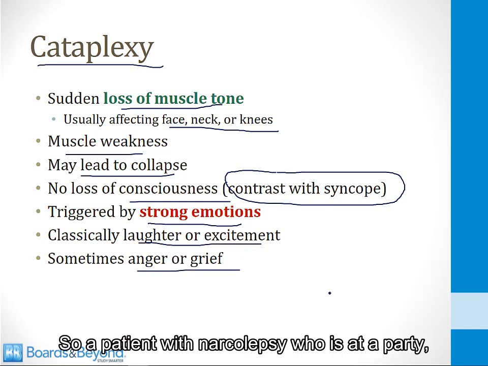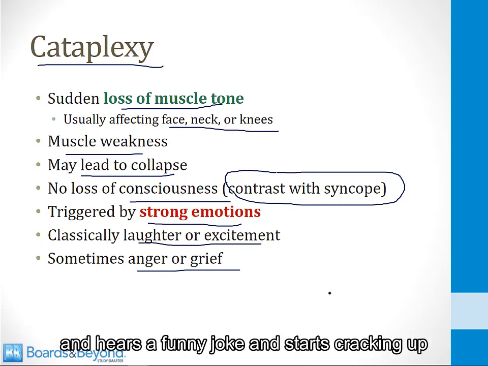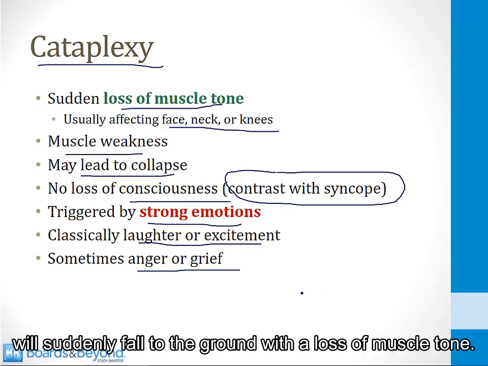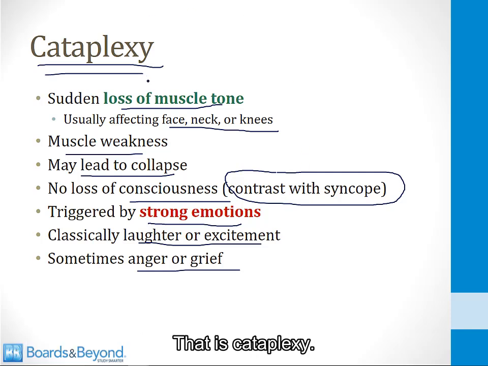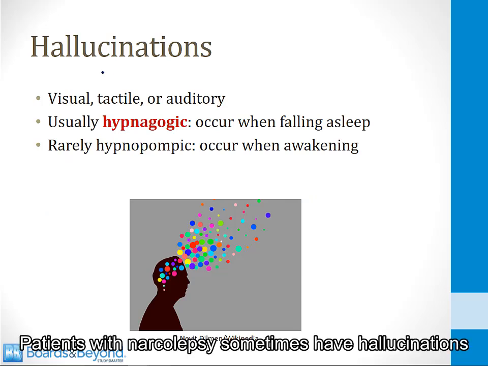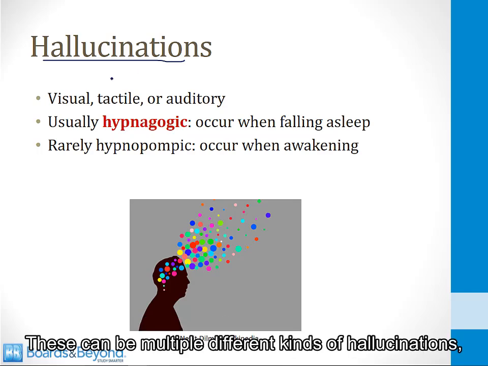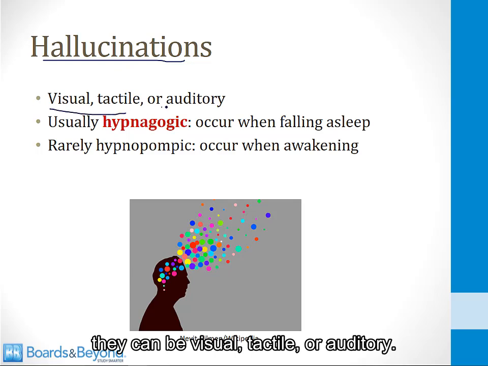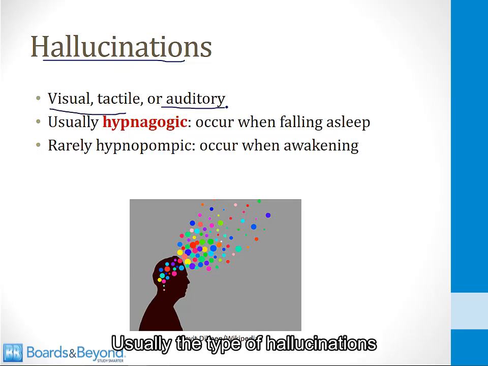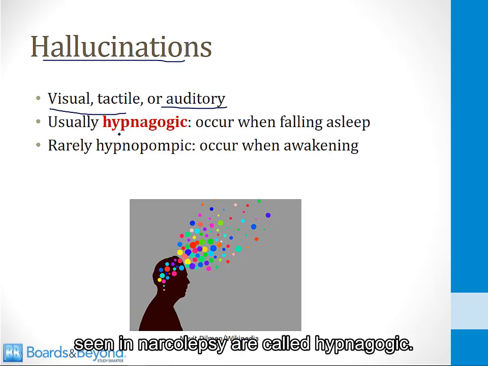So a patient with narcolepsy who is at a party and hears a funny joke and starts cracking up will suddenly fall to the ground with a loss of muscle tone. That is cataplexy. Patients with narcolepsy sometimes have hallucinations when they are falling asleep or when they wake from sleep. These can be multiple different kinds of hallucinations. They can be visual, tactile, or auditory. Usually the type of hallucinations seen in narcolepsy are called hypnagogic.